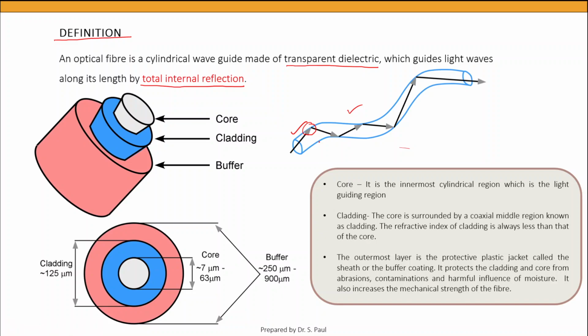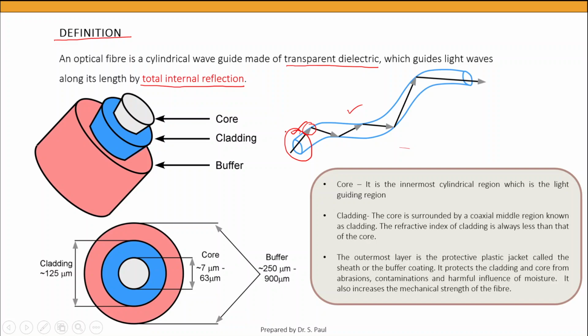Now, this optical fiber is very thin. The diameter of the optical fiber is approximately 7 micrometer. It's very thin, like a human hair. Now remember one thing, that a thin strand of metal is called a wire and a thin strand of dielectric material is called the fiber.